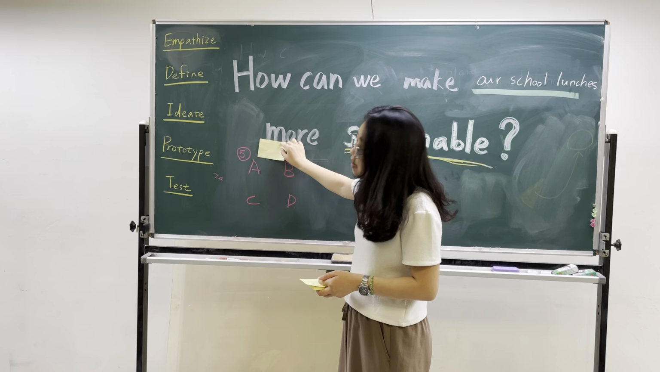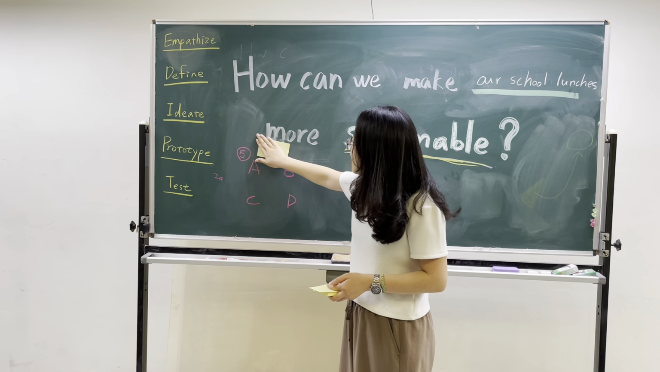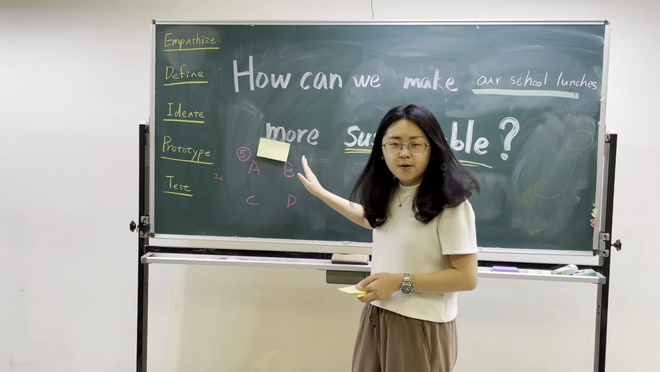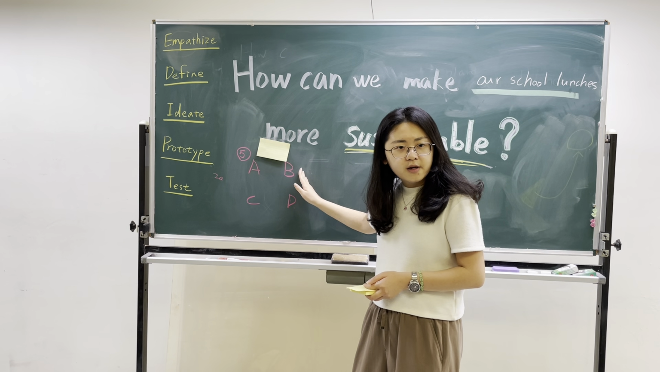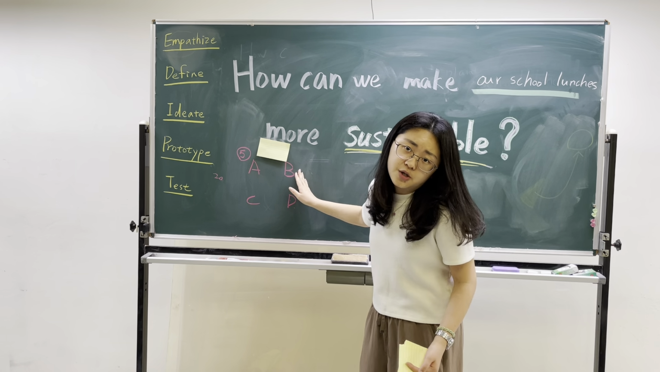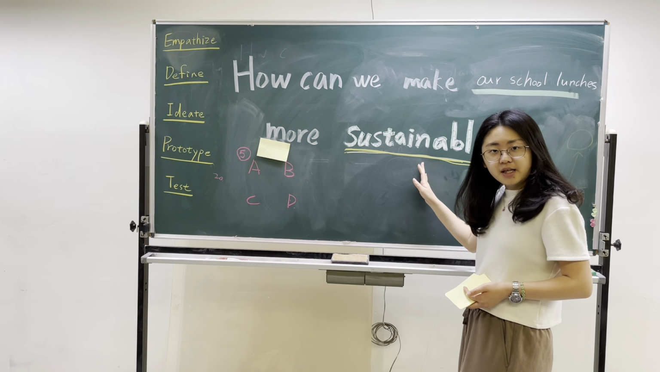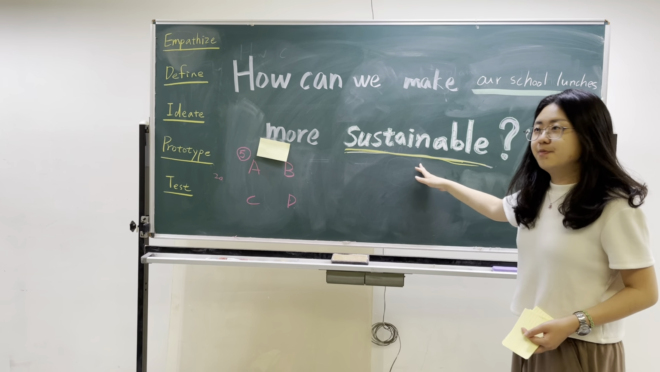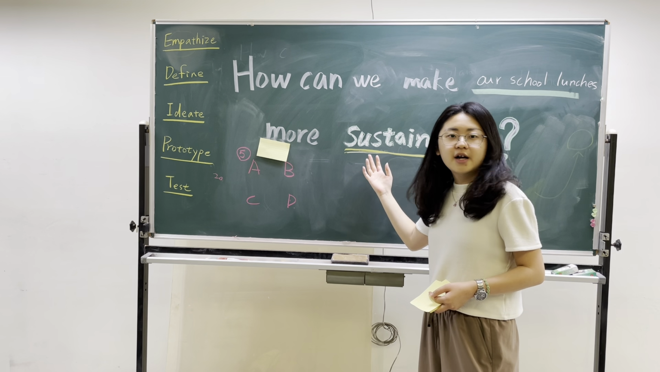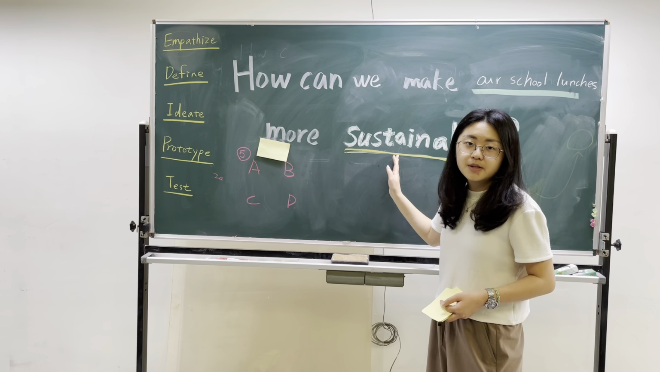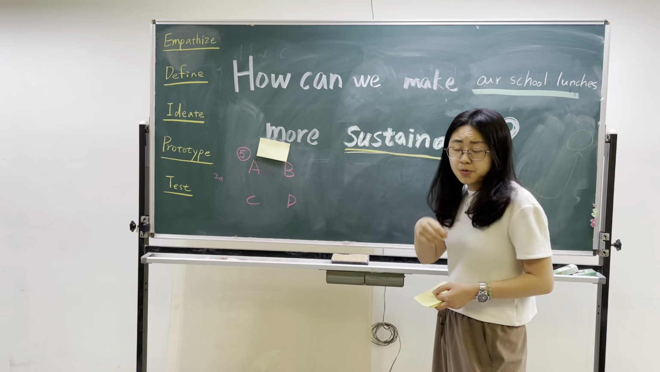So now you are going to take one sticker. Group A, you are going to interview group B, and you are going to ask group B, what do you think about our school lunch? Why don't you like our school lunch? And do you know about sustainability? If not, why not? If you don't understand sustainability, maybe you can just write it down.